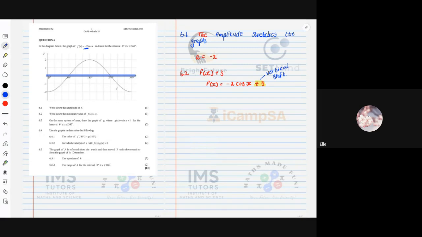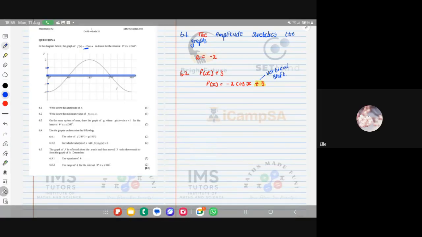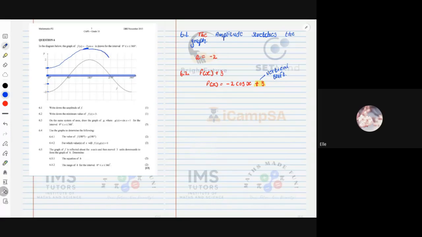So if we know that our graph has been shifted 3 units up, we simply come here. We start from the lowest, which is -2, plus 3. So our graph will now be sitting at 1. It will be like that, just a rough sketch, because it has been shifted 3 units upwards. So what is the minimum value of this new graph? It's going to be 1. Minimum value is equal to 1.